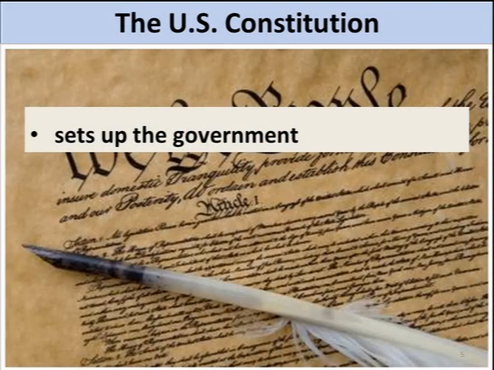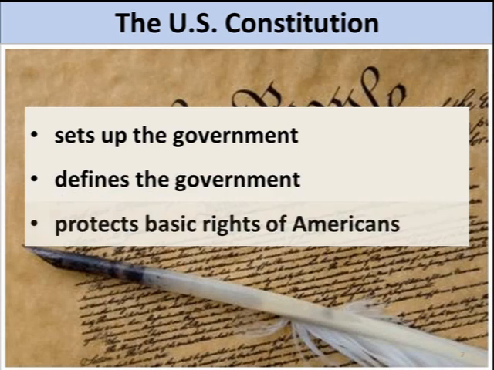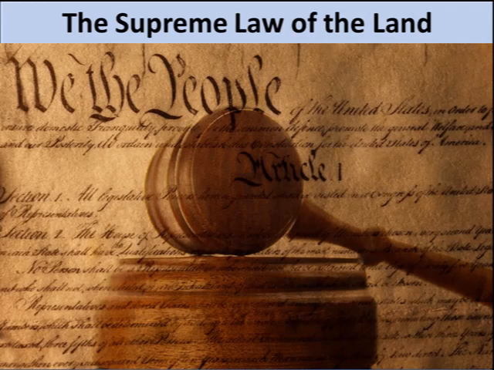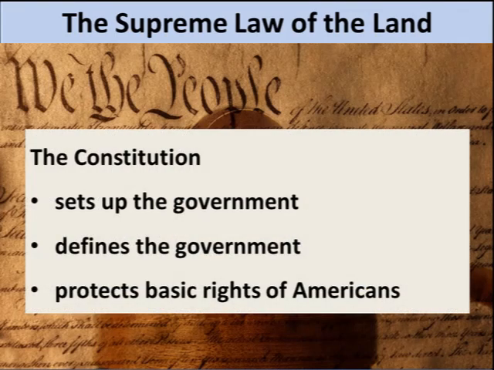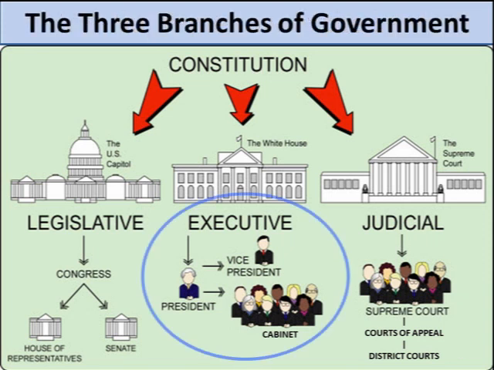The U.S. Constitution sets up the government, defines the government, and protects basic rights of Americans. In this way, the Constitution is the supreme law of the land. As the supreme law in the United States, the U.S. Constitution is above any state or federal law. The U.S. Constitution sets up a government with three branches: a legislative, an executive, and a judicial.